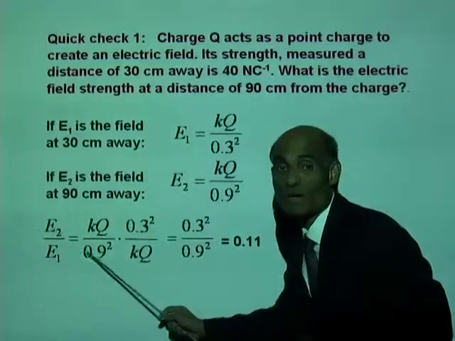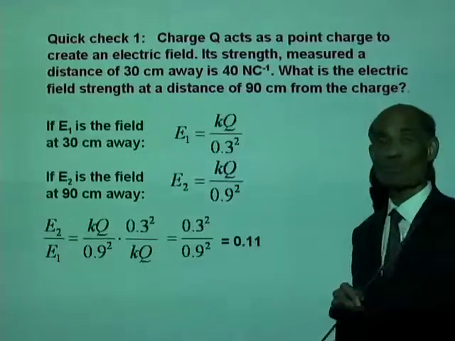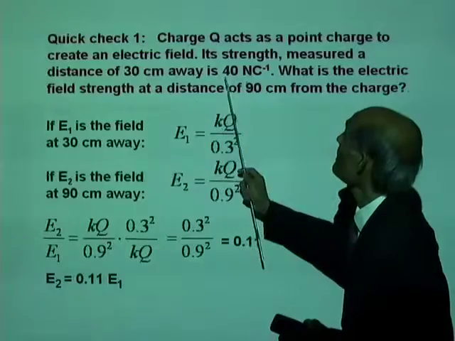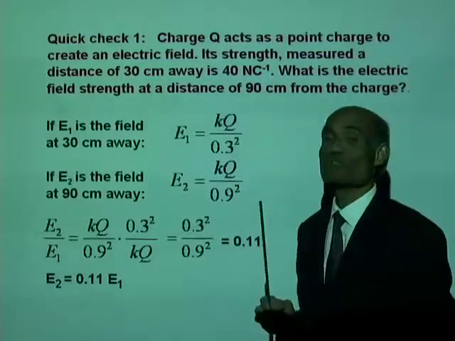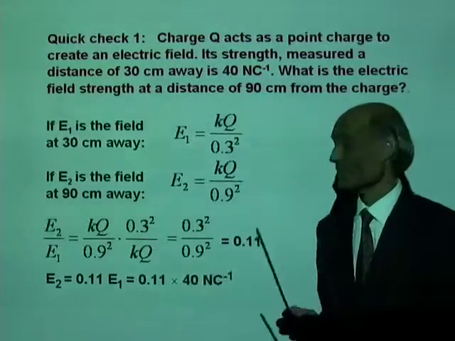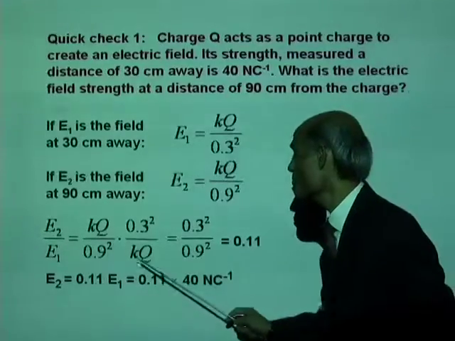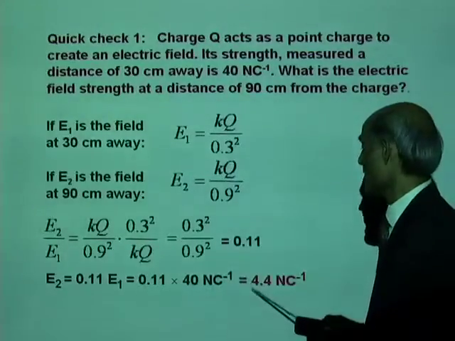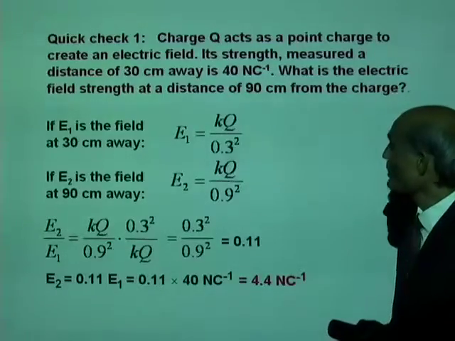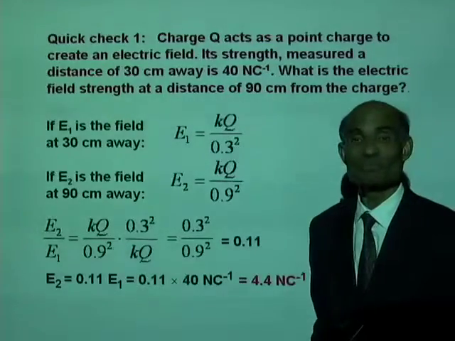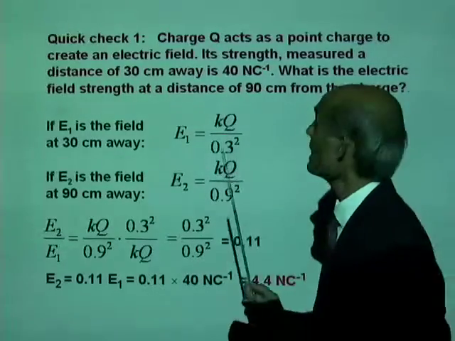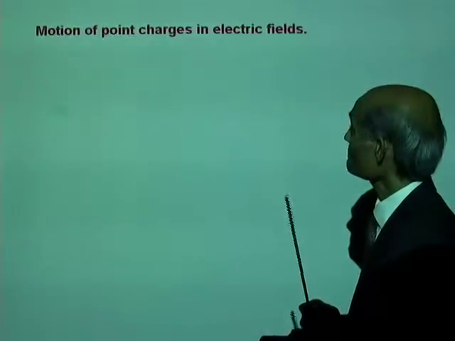E2 is E1 multiplied by 0.11. There you are. And you know E1. E1 is 40 Newton per coulomb. So that will be 0.11 times 40 Newton per coulomb. And that is 4.4 Newton per coulomb. A very important concept. Okay, let's do another problem.